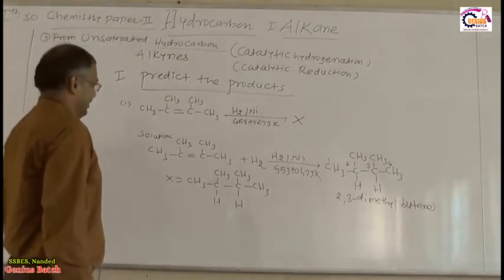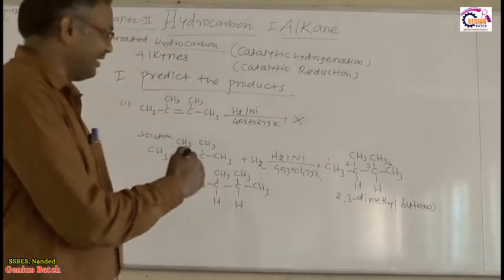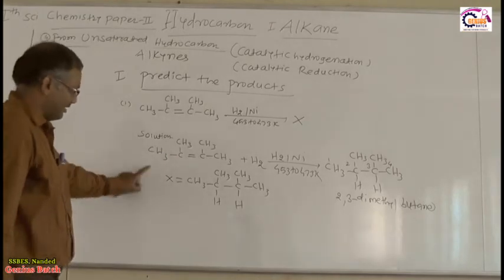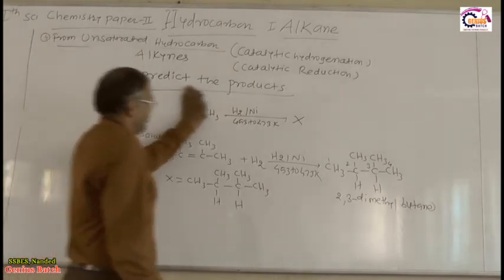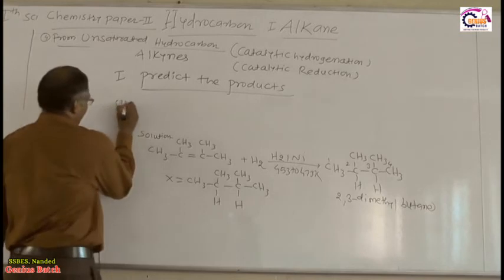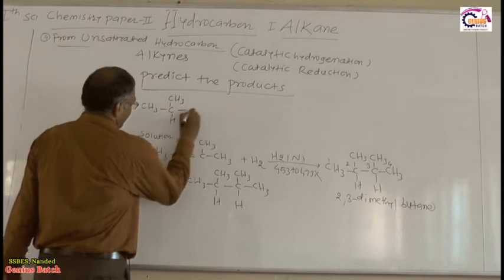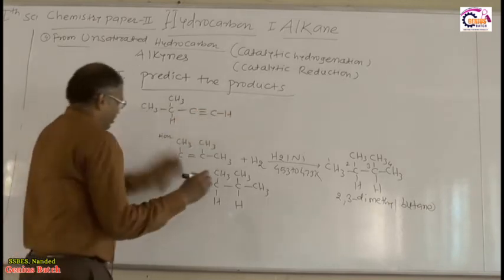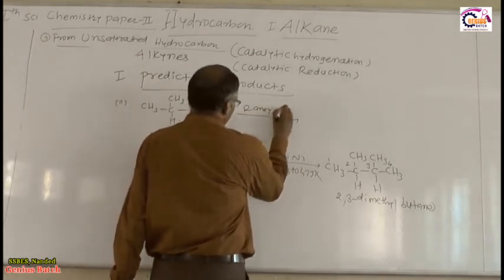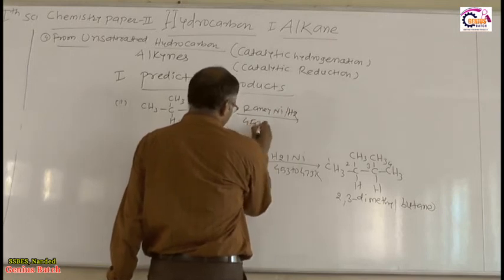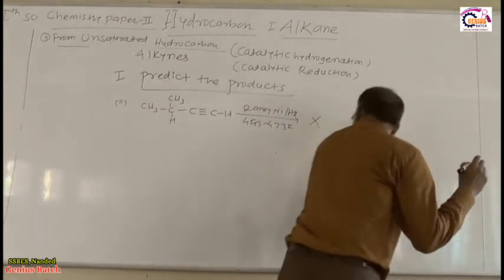Now let us take another example. Have you got this one? How to solve the MCQ if they ask like this? So this question's answer is this one, this is the X. Another example we will take. The second example is CH3, then H carbon triple bond H. The question is like this: then it is the Raney nickel catalyst, then hydrogen gas, 453 to 473 Kelvin, gives X. You have to identify the X.